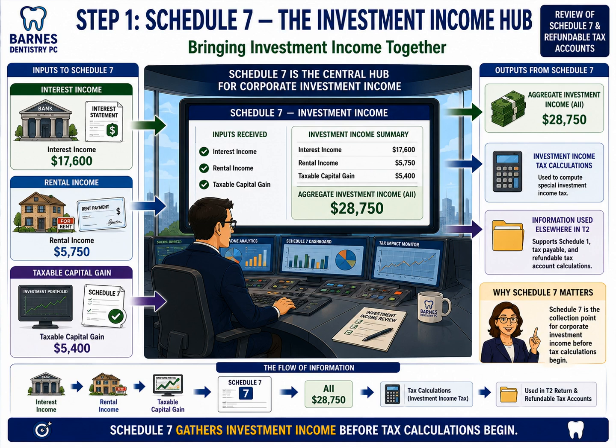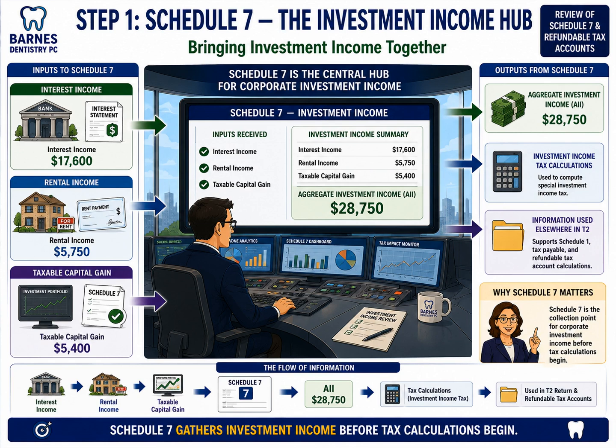This is why Schedule 7 occupies such an important position within the corporate tax framework. Now look at the panel labeled, "Why Schedule 7 Matters." The message is simple but important. Schedule 7 is the collection point for corporate investment income before tax calculations begin. Without Schedule 7, investment income would remain scattered across different sources and schedules. Schedule 7 brings everything together into a single, organized framework.